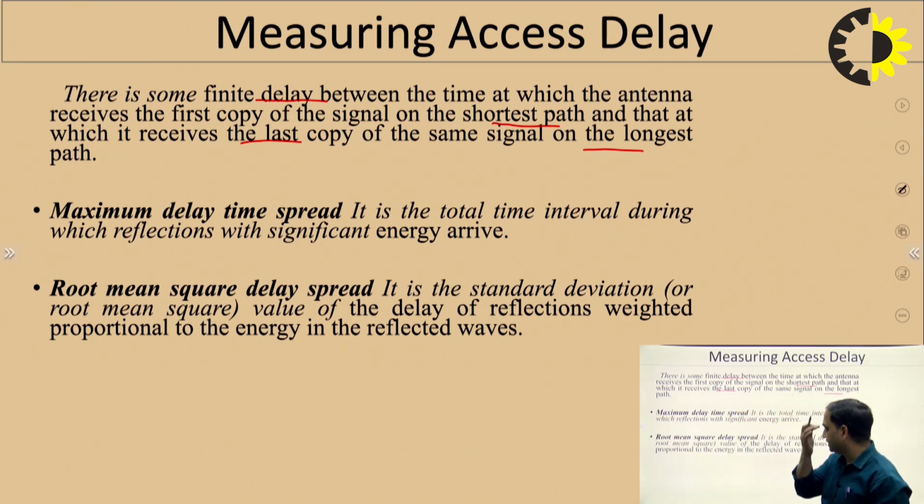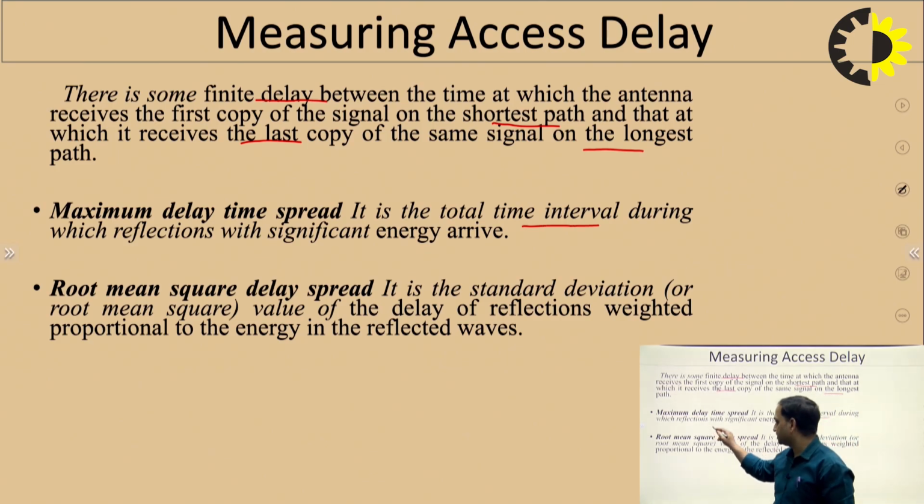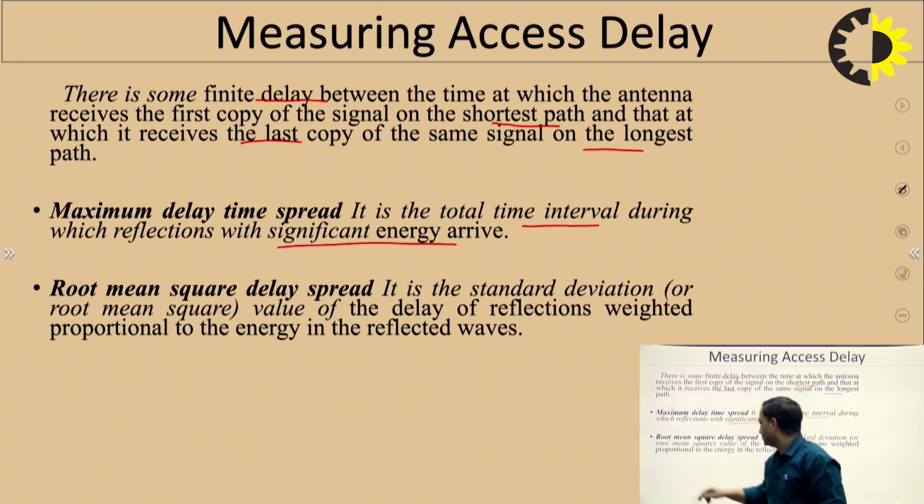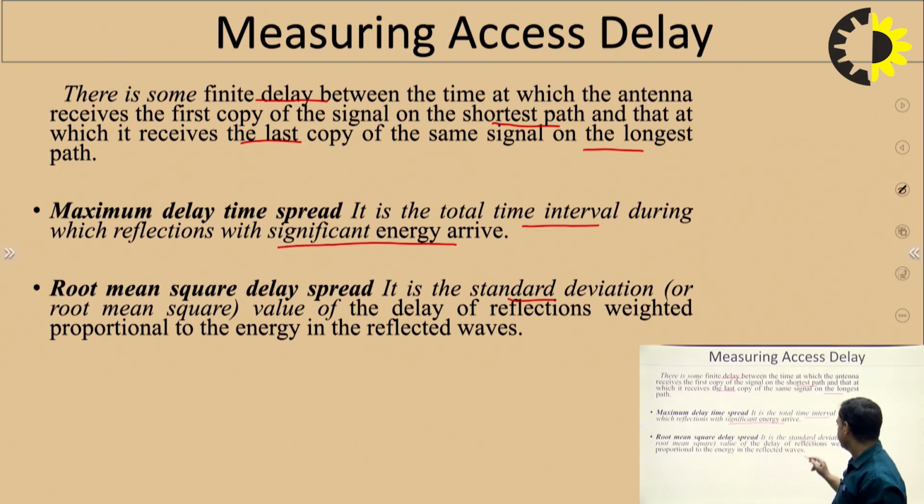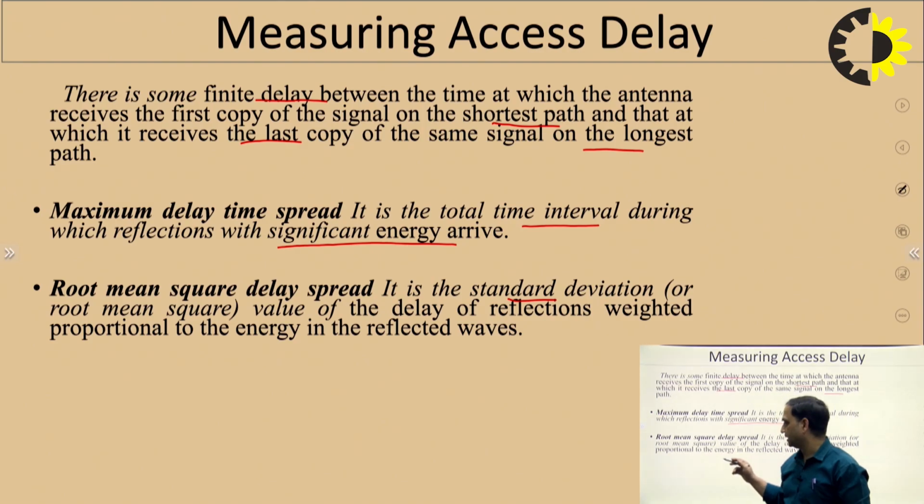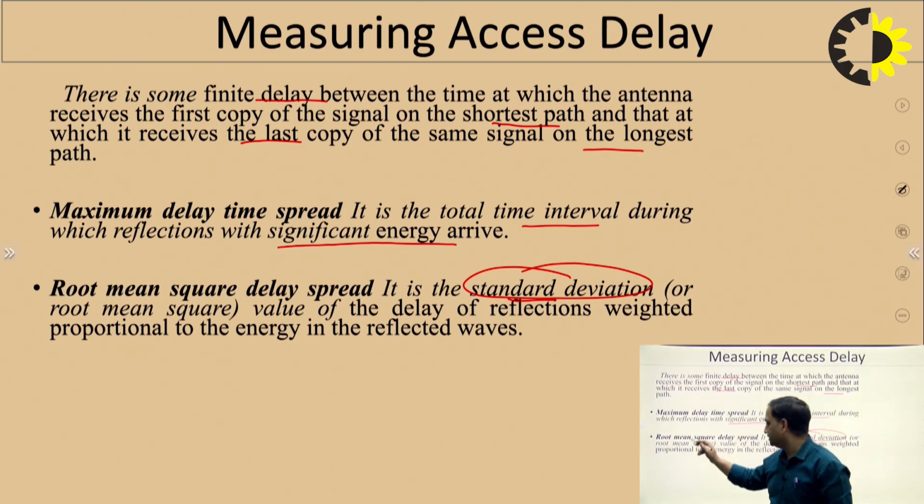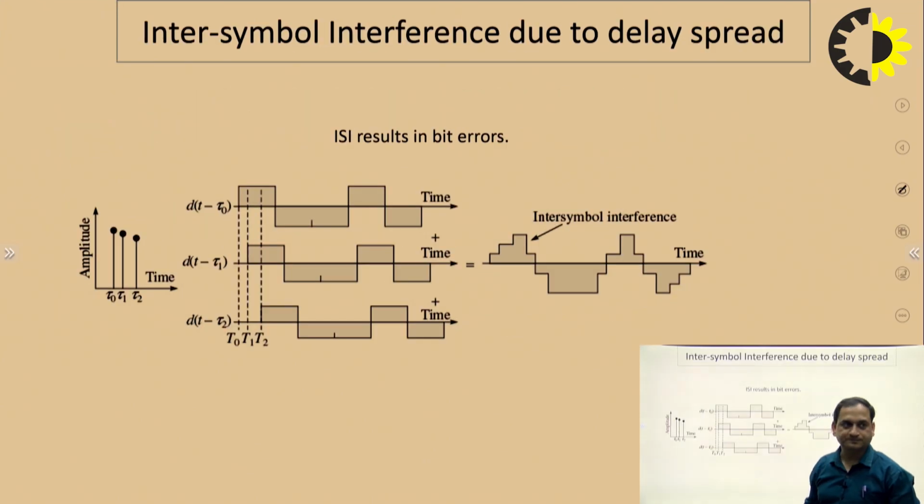The first one is the maximum delay time spread. It is the total time interval during which reflections with significant energy will arrive. The second is the root mean square delay spread. It is the standard deviation, or the root mean square value, of the delay of reflections, weighted proportionally to the energy in the reflected waves. So this is a weighted quantity which can be calculated with the help of the standard deviation to find the root mean square delay spread.